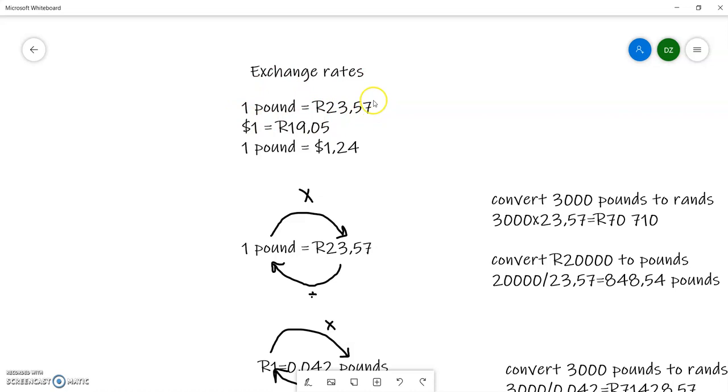So the pound to the rand here is very strong. The pound is strong, the rand is weak. But the rand's got a much higher number compared to just 1 pound. So don't get confused with thinking just because the number is high that that currency is strong. It's actually the exact opposite. So if I have very little of a pound and it gives me a lot of the rand, it means that the pound is strong and the rand is weak.